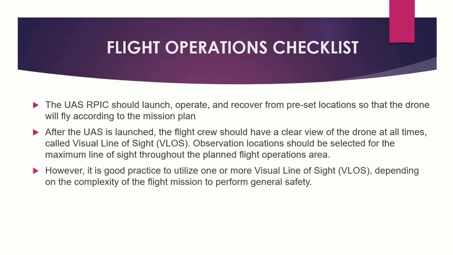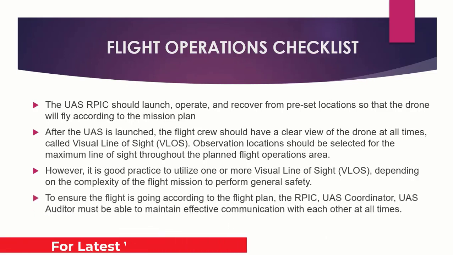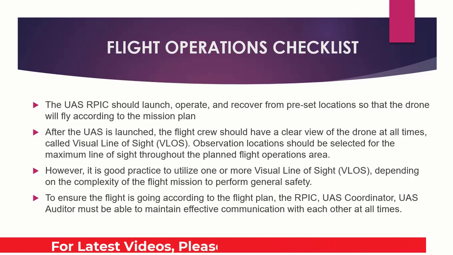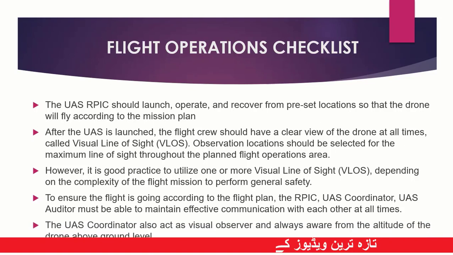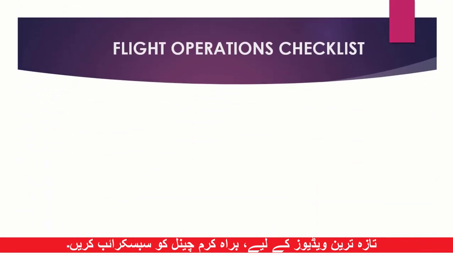However, it is good practice to utilize one or more visual line of sight, depending on the complexity of the flight mission to perform general safety. To ensure the flight is going according to the flight plan, the remote pilot in command, UAS coordinator, UAS auditor must be able to maintain effective communication with each other at all times. The UAS coordinator also acts as visual observer and is always aware of the altitude of the drone above ground level.